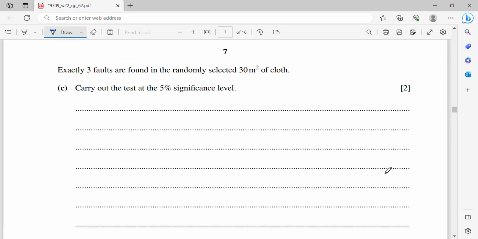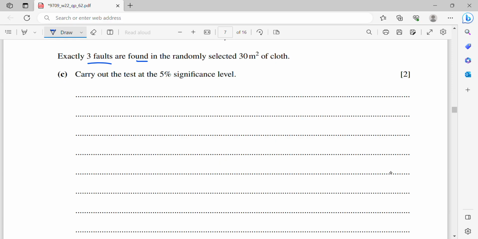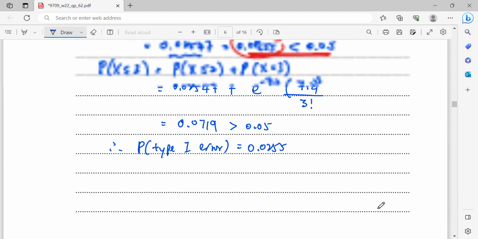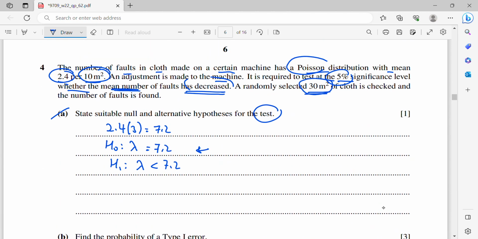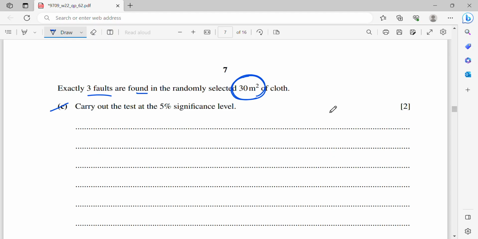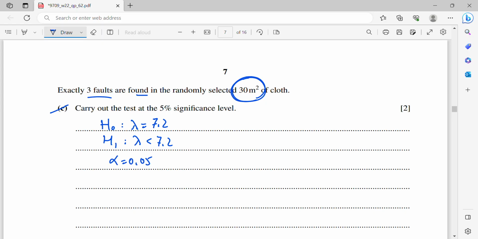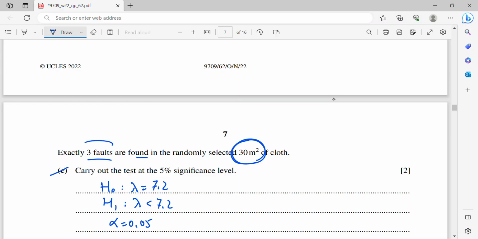So now, next part, exactly 3 faults are found in the randomly selected 30 meter squares of cloth. Carry out the test at 5% significance level. Since this is 30 meter squares, our H0 and H1 remain the same, because this H0 and H1 is for 30 meter squares, right? So now I will rewrite our H0 and H1. The alpha is 0.05.